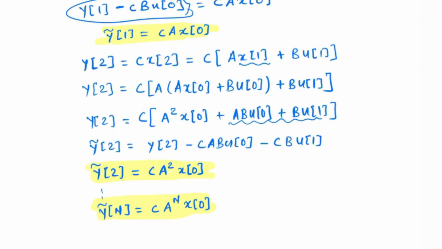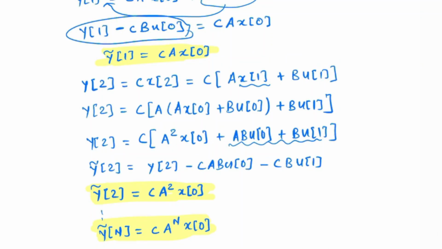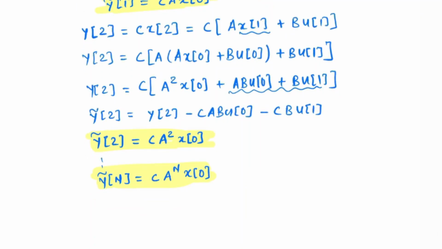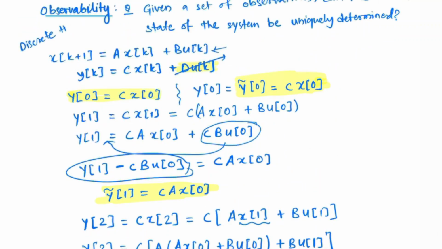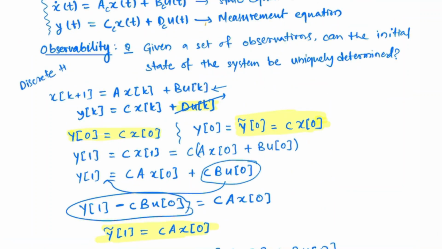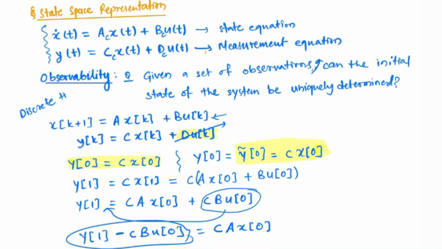How is it useful? Because there are a lot of terms which vary, right? Yeah, but all the terms. So what we are trying to ask is, given a set of observations, and of course inputs, can the initial state of the system be uniquely determined?